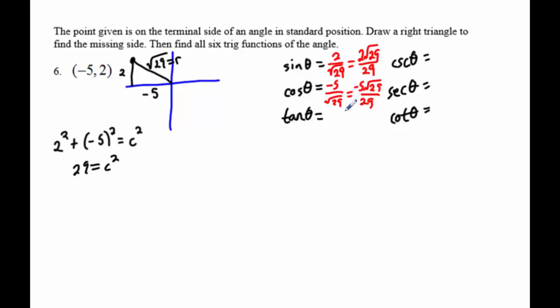Tangent is y over x, so that's 2 over negative 5, which I don't have to rationalize. And then the last three are the reciprocals of the first three. So I'm going to look here before I rationalize, and I'm going to flip this. So this is square root of 29 over 2. Secant is square root of 29 over negative 5. And cotangent is negative 5 over 2.